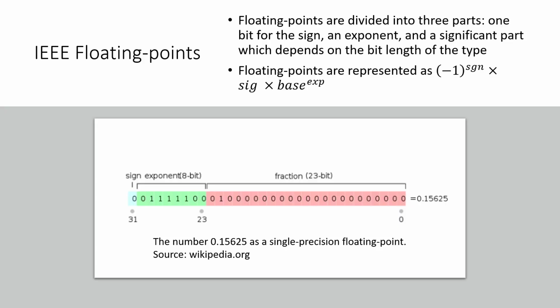Floating points are divided into three parts: one bit for the sign, an exponent, and a significand part. Both the exponent and significand length depend on the bit length of the type. They represent reals as the formula shown in the slides, and for the scope of this presentation, we assume that base is 2. As an example, the image shows how 0.15625 is represented using a single precision floating point. In C, it will be a 32-bit long variable of the type float.